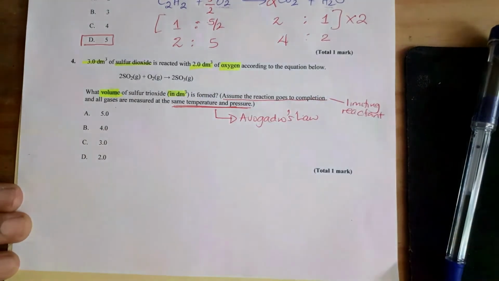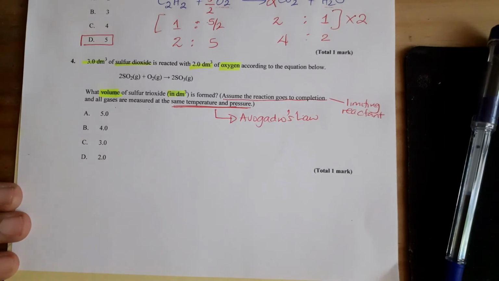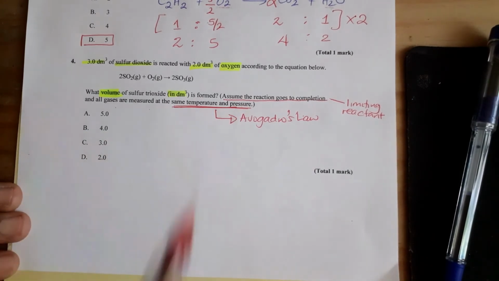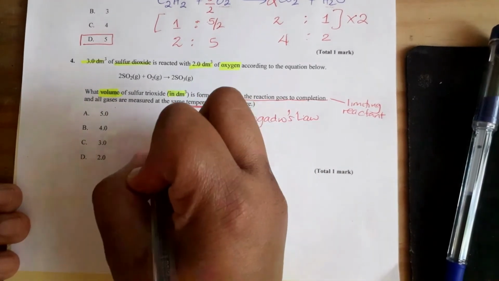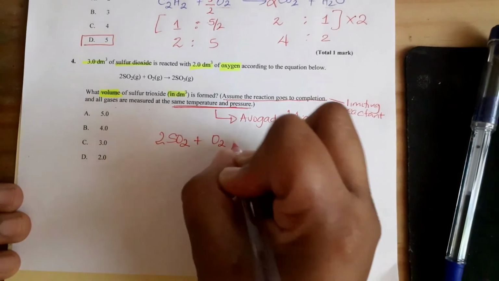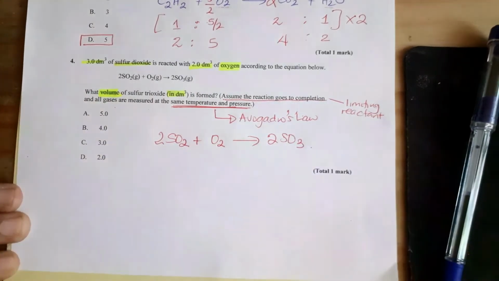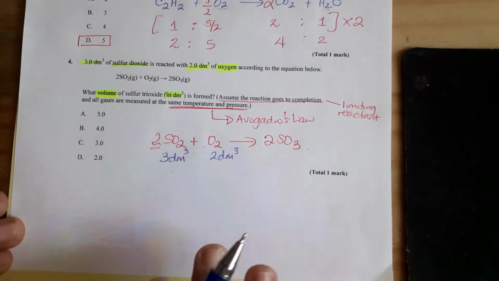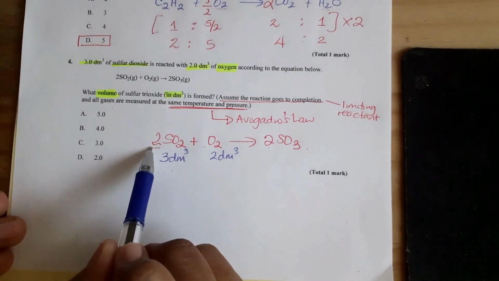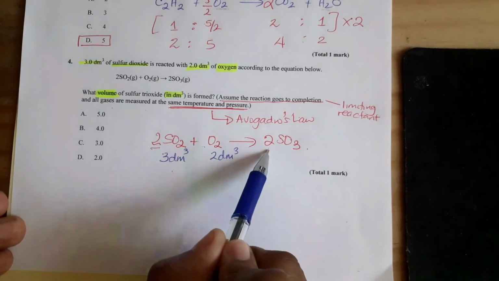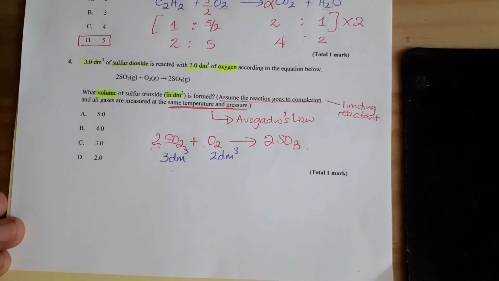And Avogadro's law, the important statement is that once the gases are at the same temperature and pressure conditions, it means that their mole ratios are the same as the volume ratios. So when I have my SO2, 2 moles of it reacting with 1 mole of oxygen to give me 2 moles of sulfur trioxide, my mole ratios of 2 to 1 to 2 should really, if the reaction goes to completion, be the same as the volume ratio. So I'm going to use that idea to determine what the limiting reactant is.